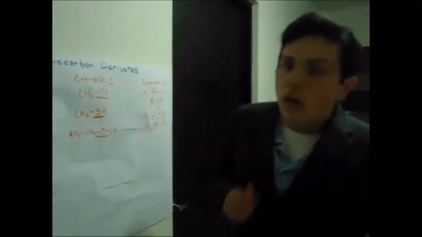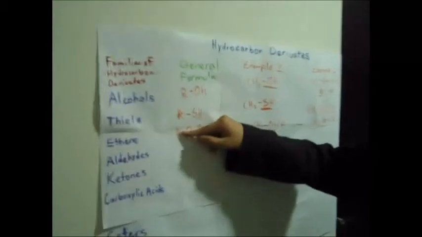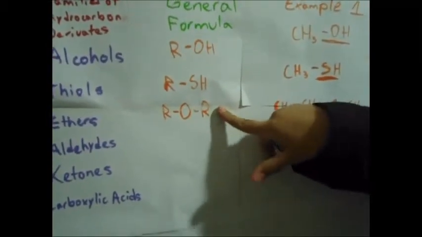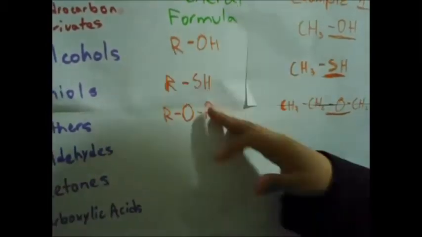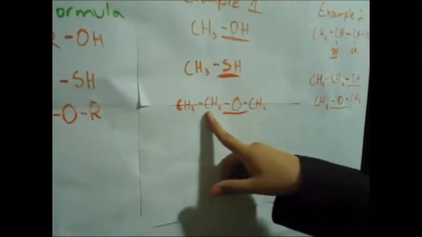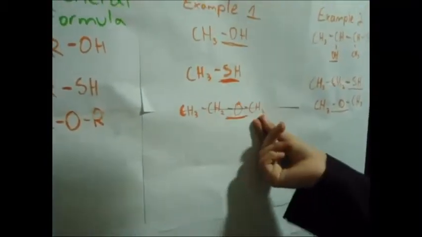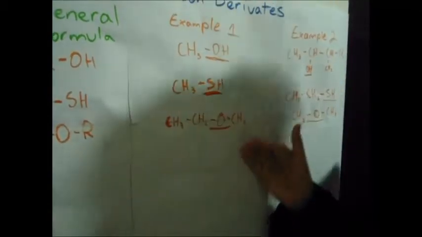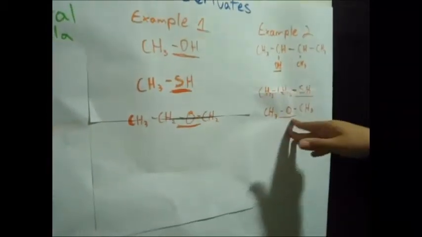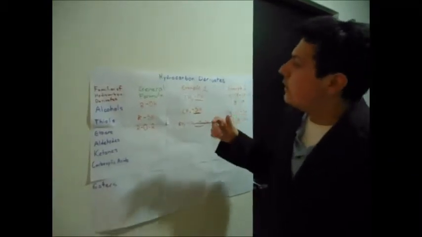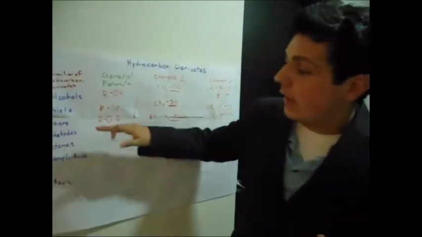Now the other one we are going to see is the ether. The general formula for this one will be the alkyl group, then the oxygen, and then the other alkyl group. An example, we have the ethyl methyl ether. That will be the ethyl, then the oxygen, and then the methyl. And for example, we will have dimethyl ether. That consists of 2 methyls joined by the oxygen. Sorry.